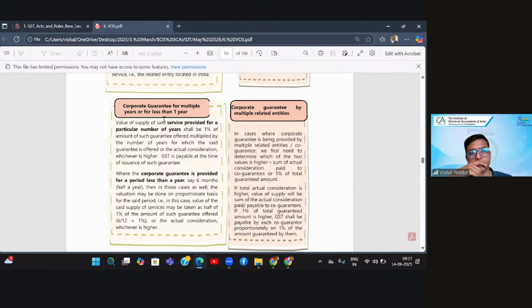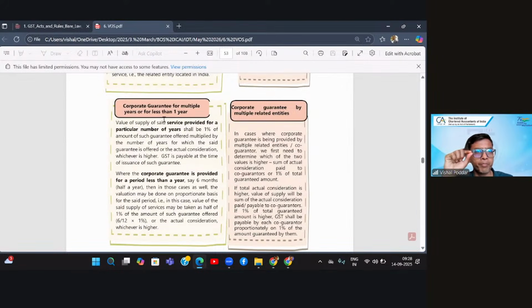Where the corporate guarantee is provided for a period less than 1 year, for example 6 months, then in those cases as well, the valuation may be done on a proportionate basis for the said period. That is, in this case, the value of the said supply of service may be taken as half of 1% of the amount of such guarantee offered or the actual consideration, whichever is higher.